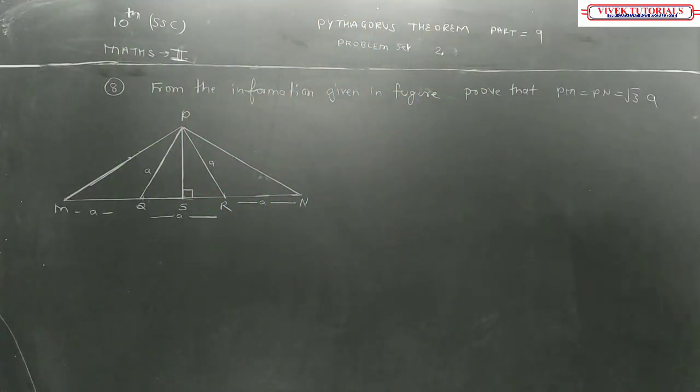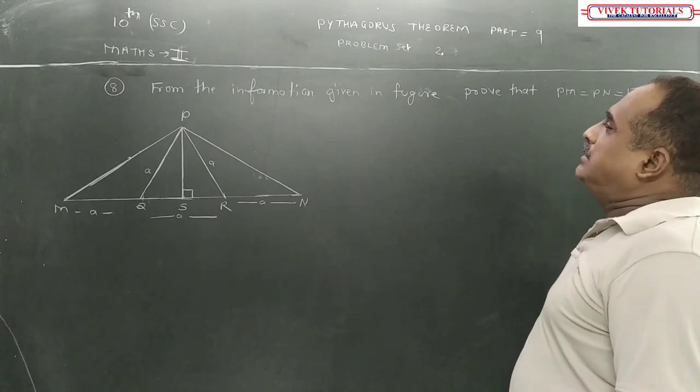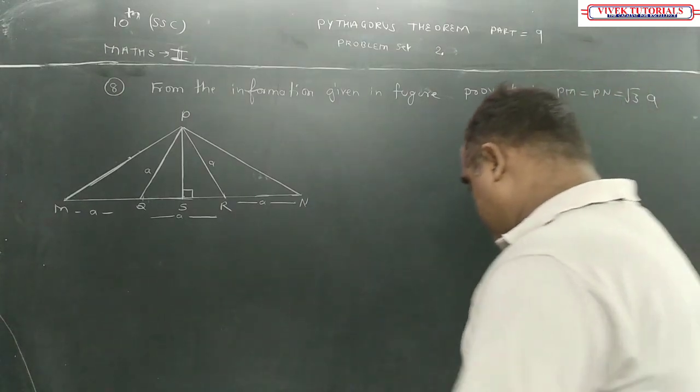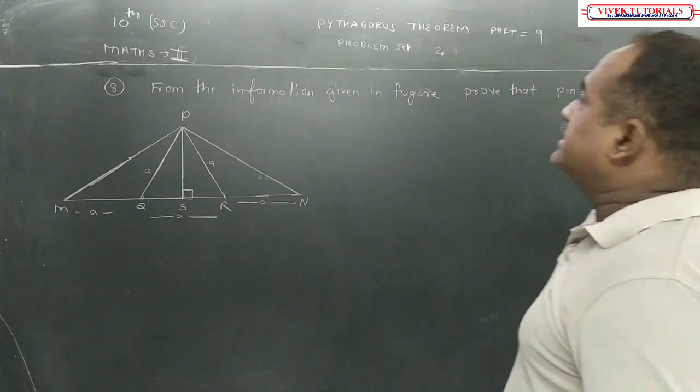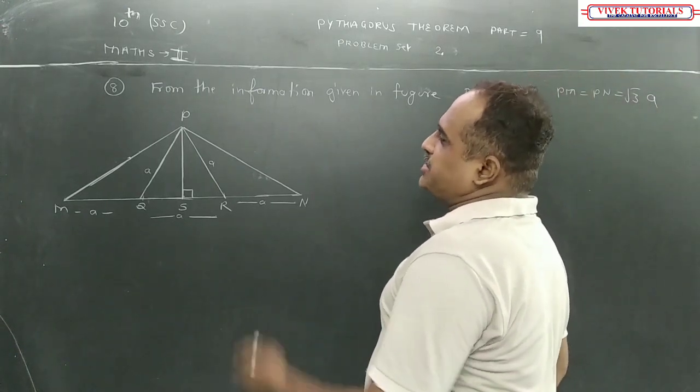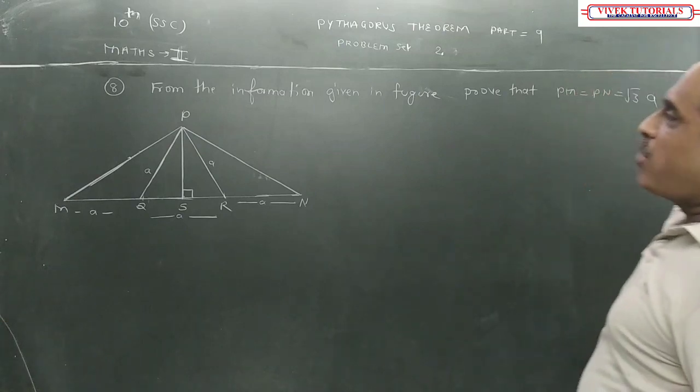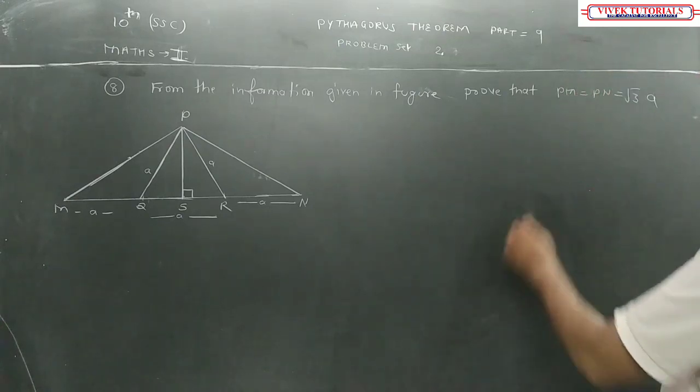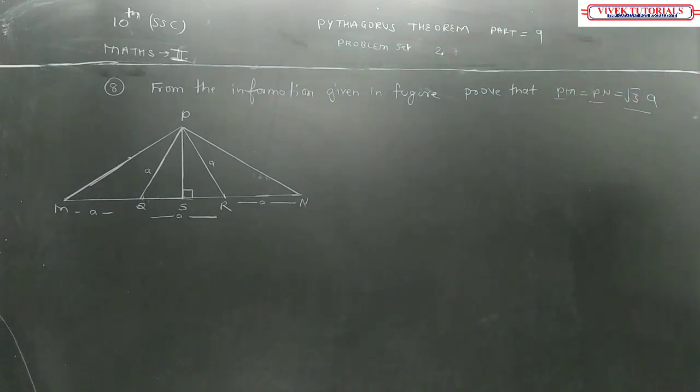Students, we are on the ninth part of the Pythagoras theorem chapter, 10th SSC Maths 2. We are already on problem set 2. We already completed 7 questions. Now we are on the 8th question. From the information given, prove that PM is equal to PN is equal to root 3 a.